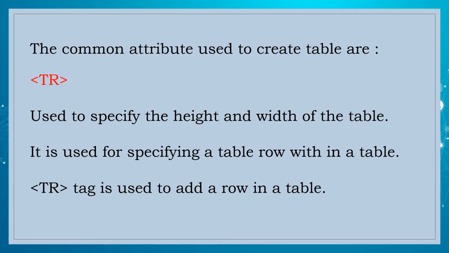The common tags used to create a table are: first one, TR. It is used for specifying a table row within a table. TR tag is used to add a row in a table.